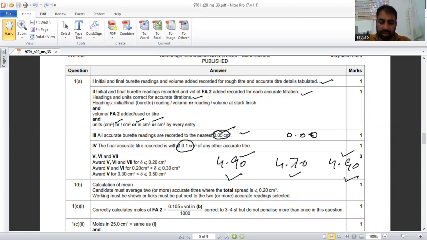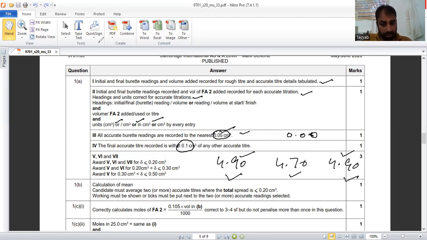So it is strongly advised to do just 2 titrations, not more than 2 titrations, and the volumes of both titrations should be within the range of 0.1 centimeter cube. My drawing will explain this statement further. Okay.